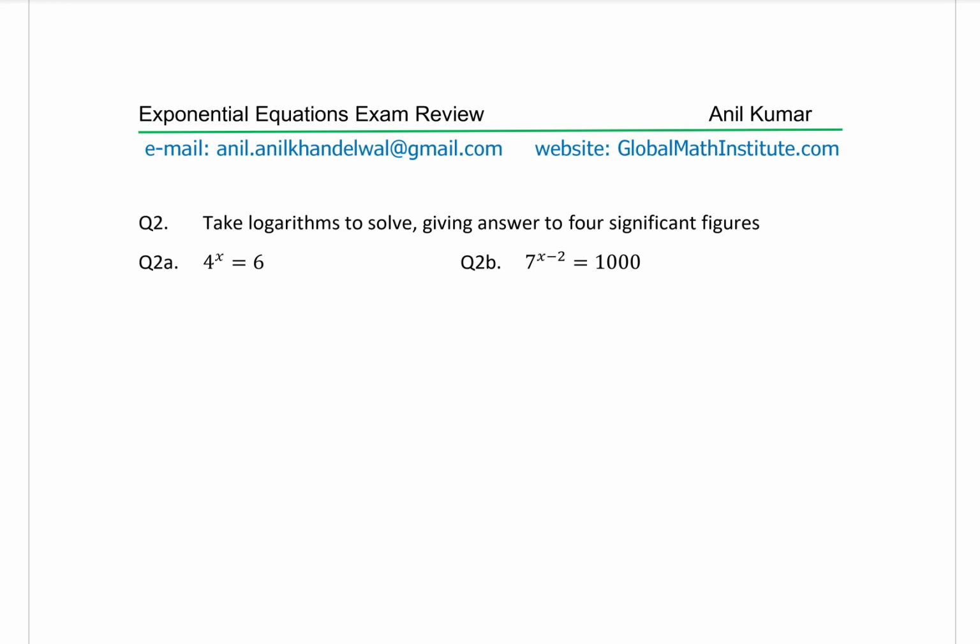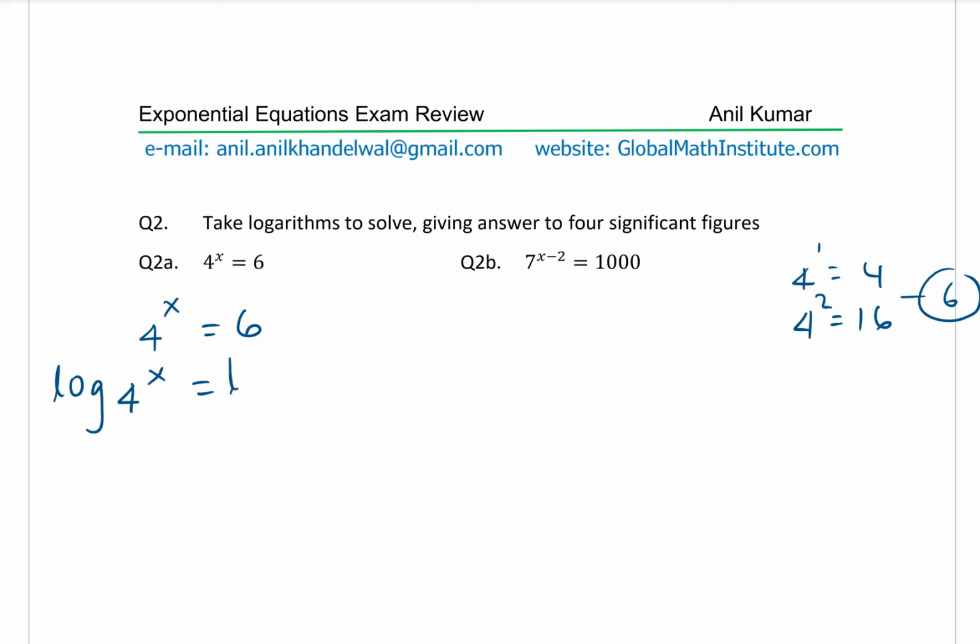Next, we will take logarithms to solve the questions in this particular category. Now you will see that we have the question written as 4 to the power of x equal to 6. I really cannot write 6 as a power of 4. We know 4 to the power of 1 was 4 and 4 square is 16. So 6, well, we don't know. Therefore, in such cases, we have to take logarithms on both sides. So we could write this as log of 4 to the power of x equals log of 6. Now this is log to the base 10.